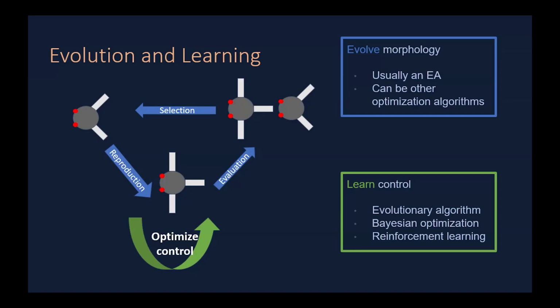Right. So in this case, the morphology and control genotype are separated. So you only evolve the morphology genome here, and the control genome you evolve here. Yeah.